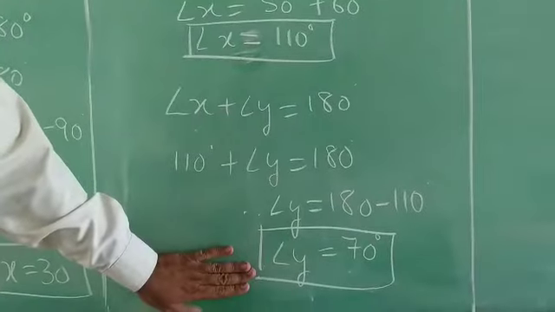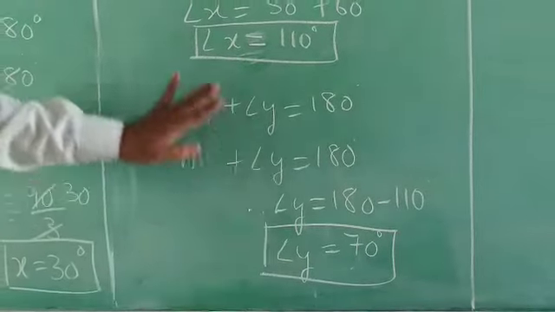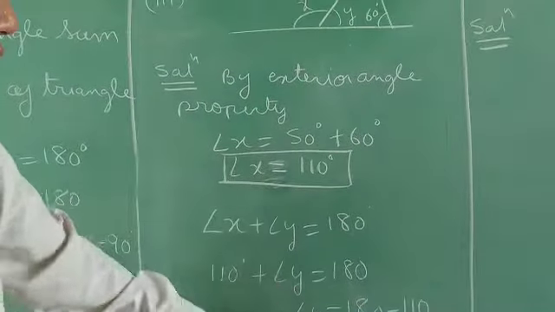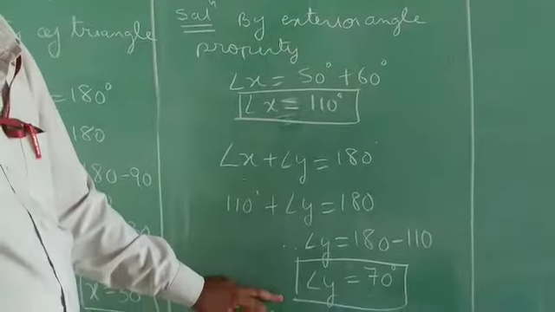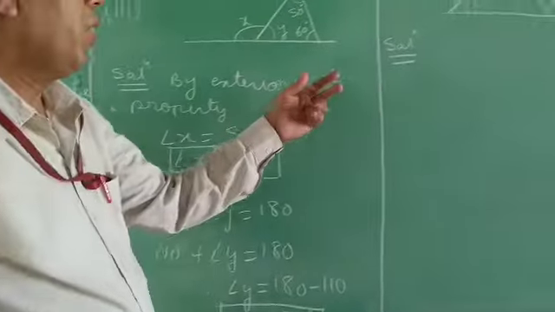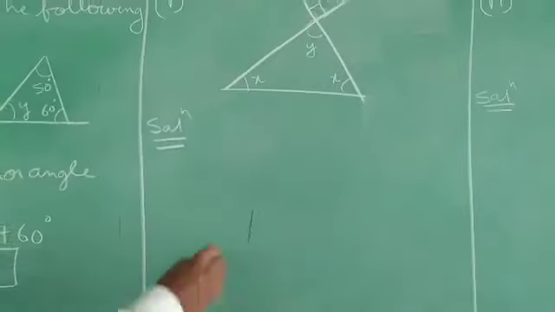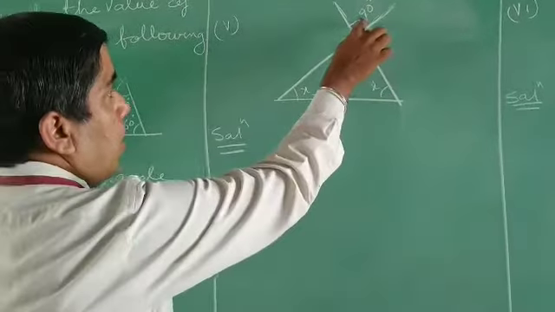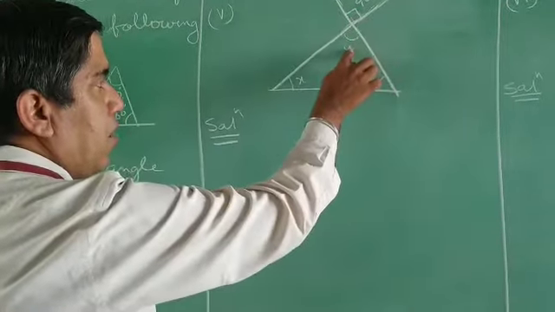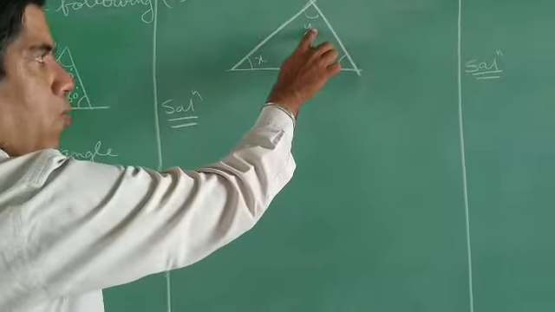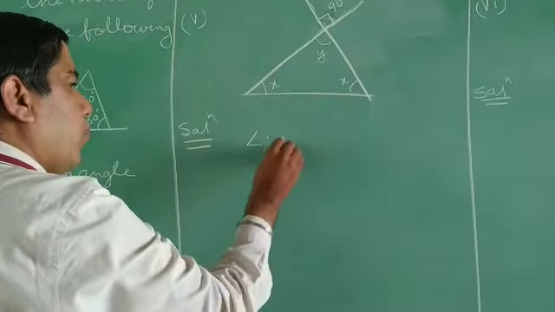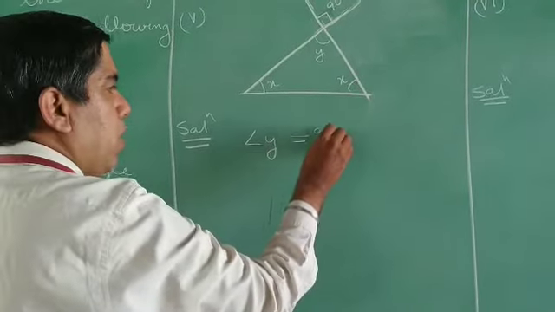What is the value of angle y? Angle y equal to 70, angle x equal to 110. You can see the sum of these two is how much? 180. It means our answer is right. Come to the next, part 5. Now in the same way I am going to use the property, but here this angle is 90, and this angle is vertically opposite, so it becomes how much? 90. So we will write here angle y equal to 90.